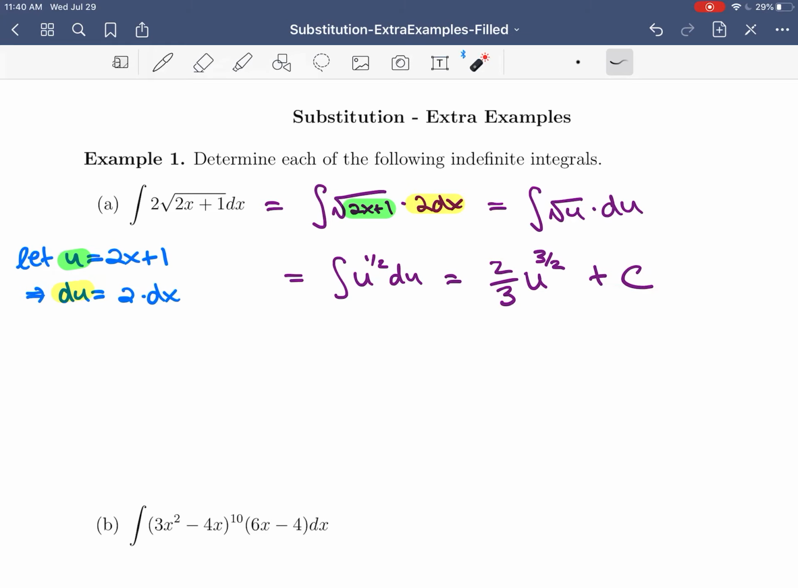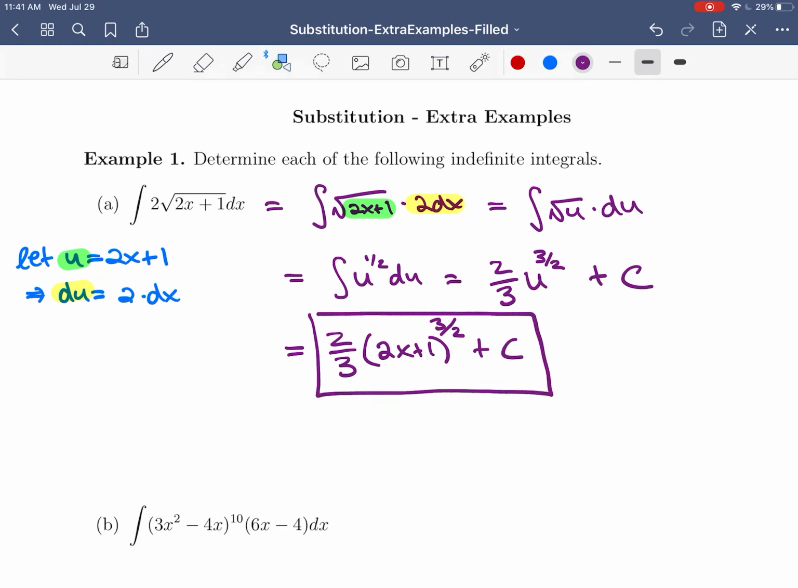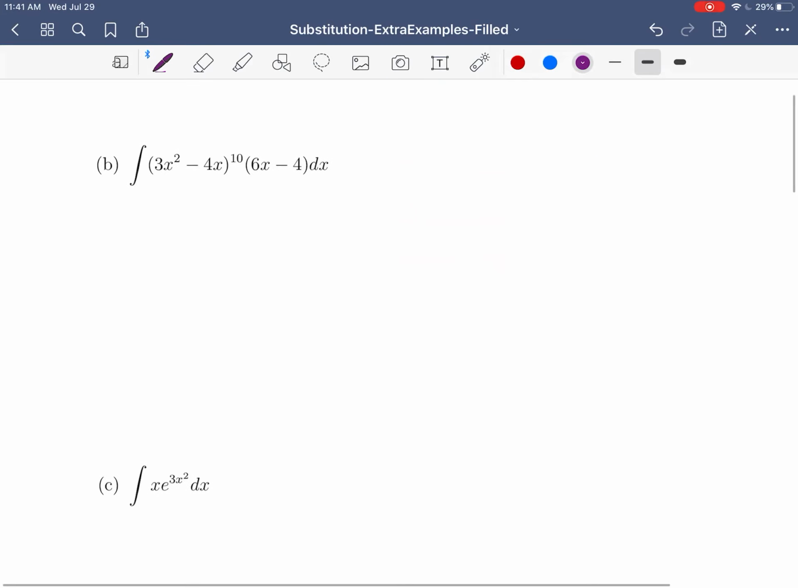And now I want my answer in x's, so I switch back to x's. So I'm going to have 2/3 times 2x plus 1 to the power 3 over 2 plus c. And this is my family of antiderivatives. So that's my indefinite integral. And if you take the derivative of that, you should get 2 square root of 2x plus 1. So let's try another one.